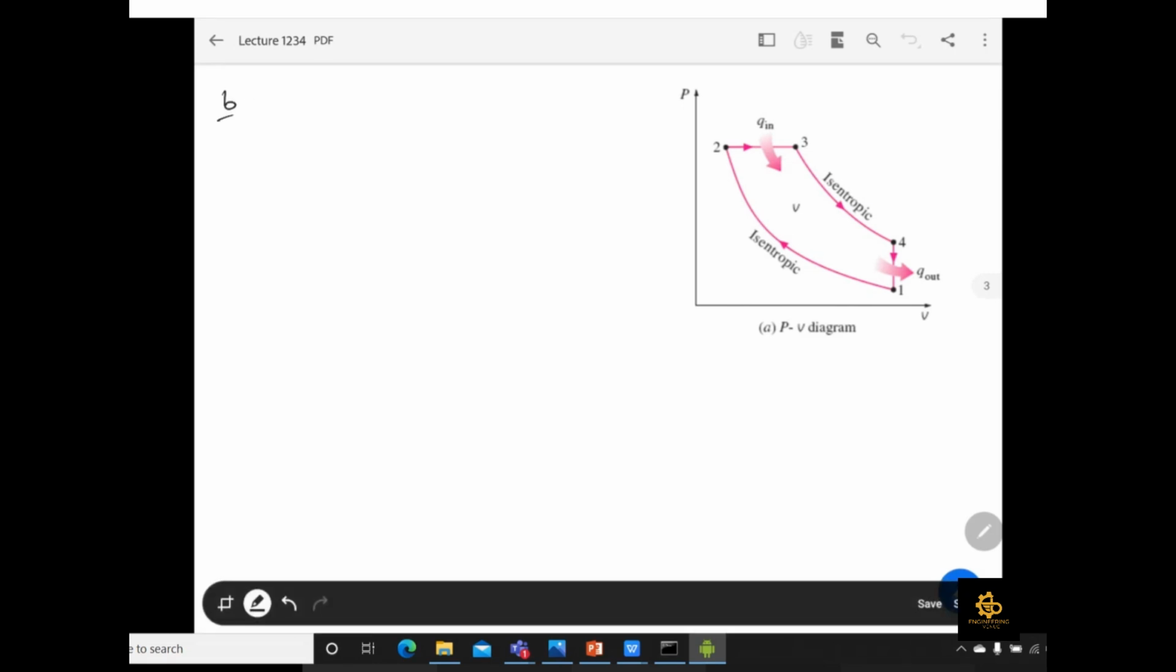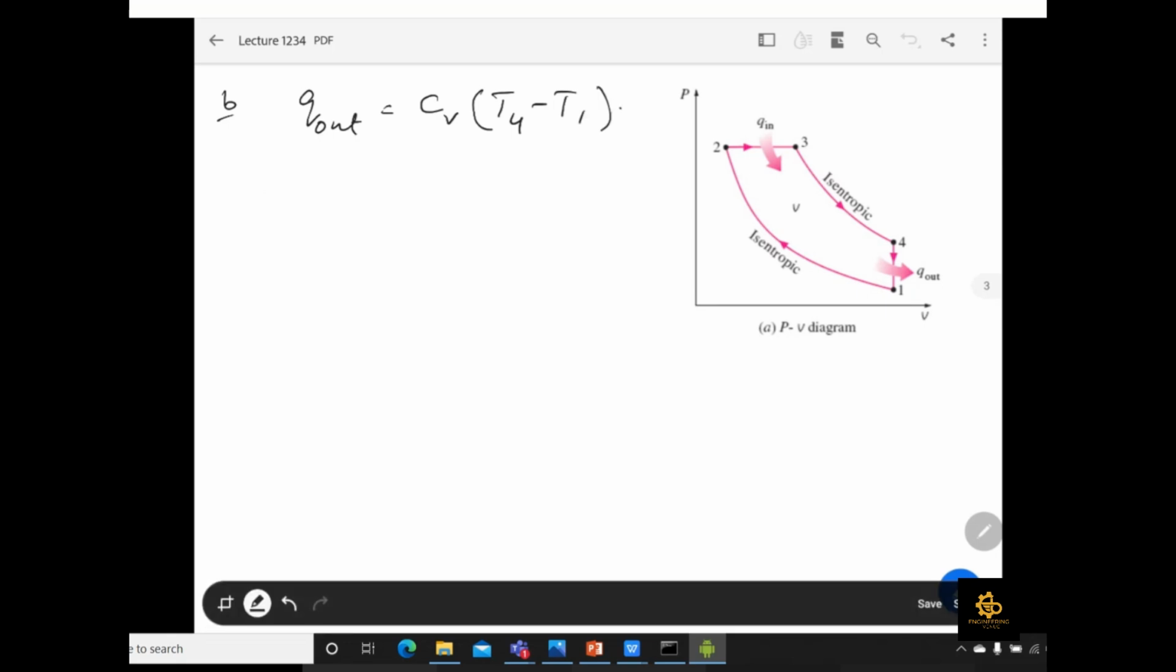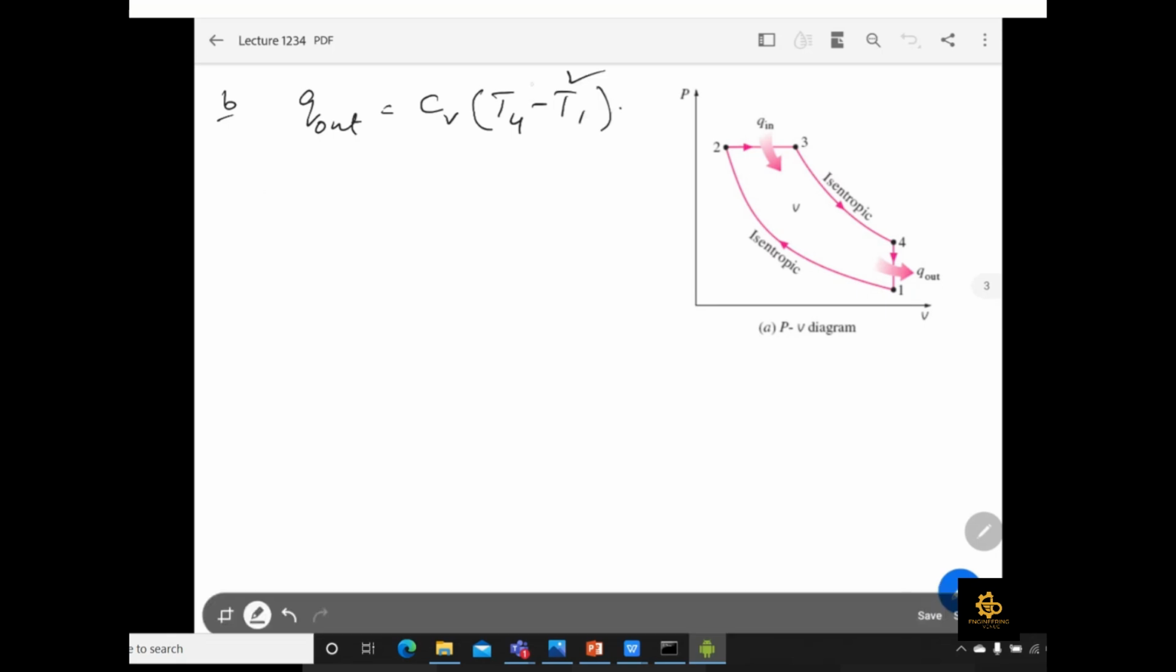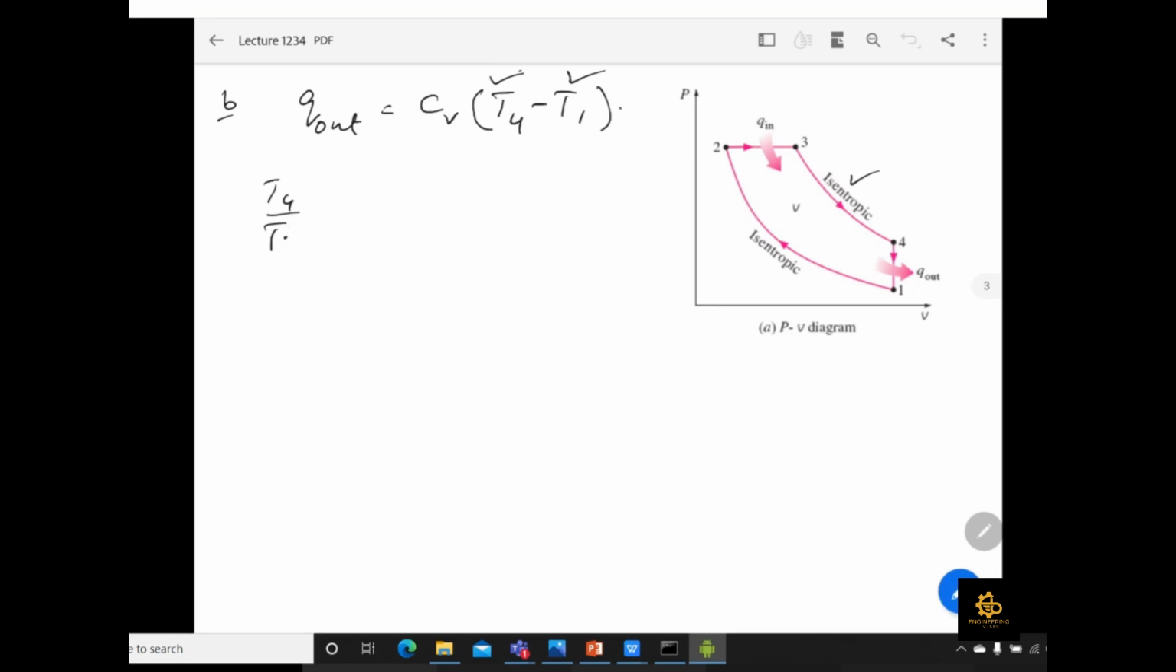Okay, so in part B, we have to find the Q out. In order to find the Q out, we already know that Q out is equal to Cv times T4 minus T1, for this constant volume heat rejection process. We already know the T1 value from the problem statement. The T4 value we have to find, and for T4 you can apply the isentropic relation between 4 and 3: T4 over T3 equals V3 over V4 to the power K minus 1.